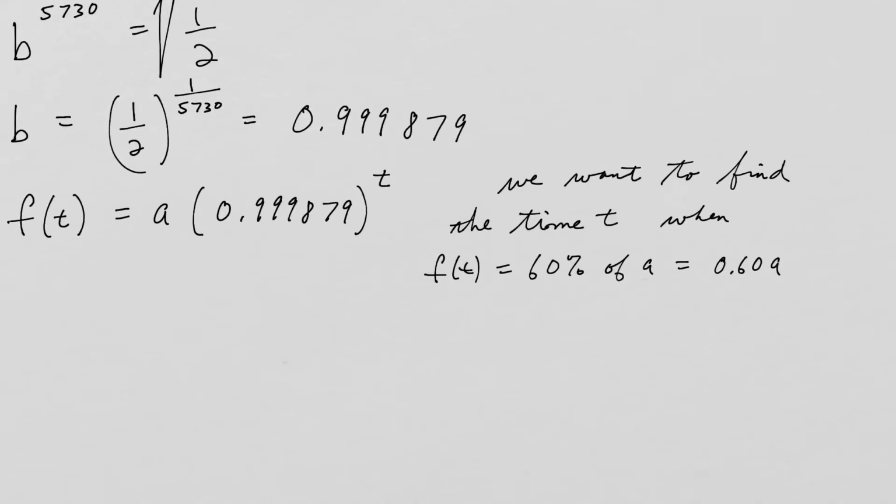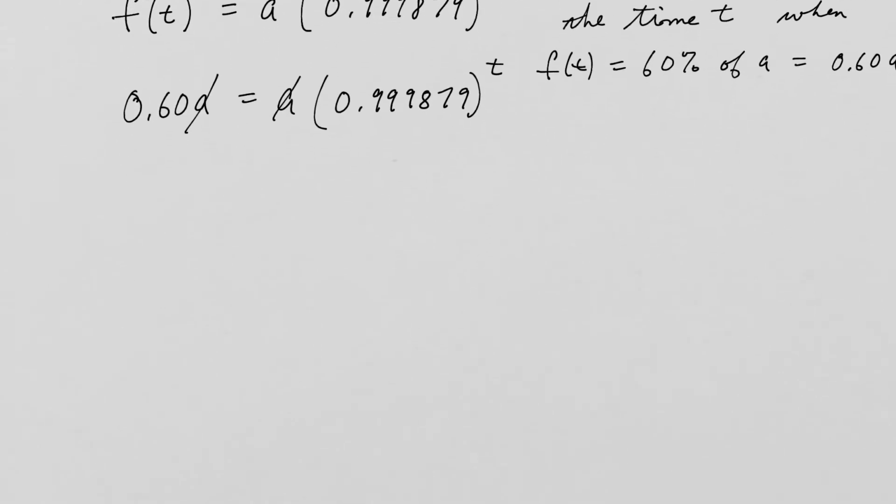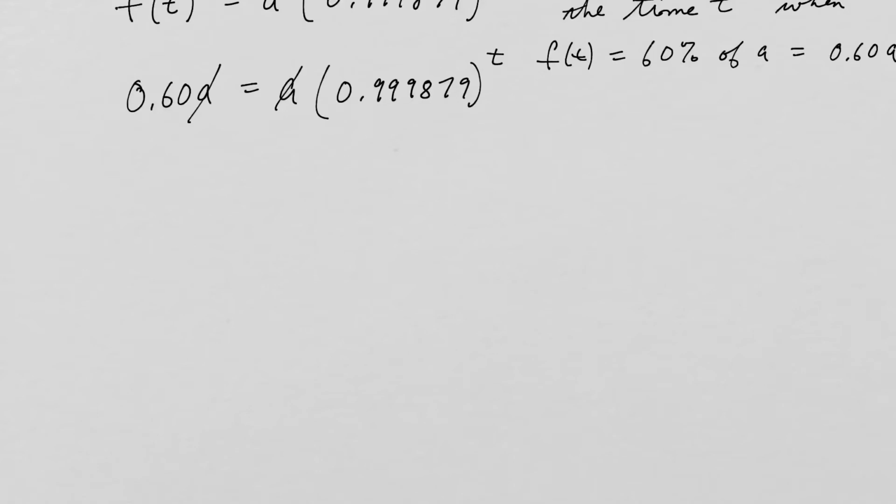Right? So if I plug that back in, if I put in 0.60 a for f of t, that's equal to a times 0.999879 raised to the t. And now look what happens. The original starting amount doesn't matter, because the a's cancel again. And then how would I find t? Well, I would take the log of both sides. So I'll take the natural log of the left-hand side and then the natural log of the right-hand side.